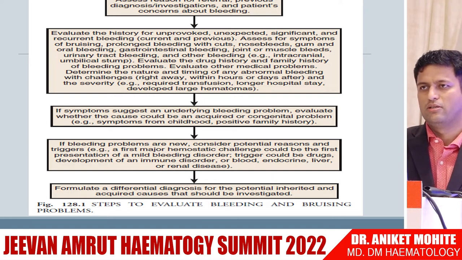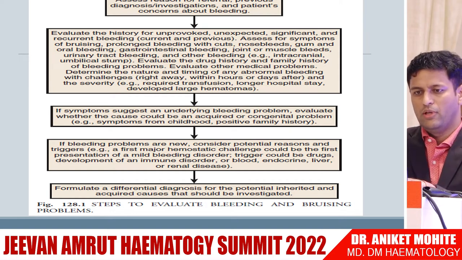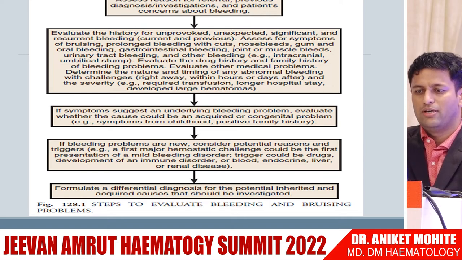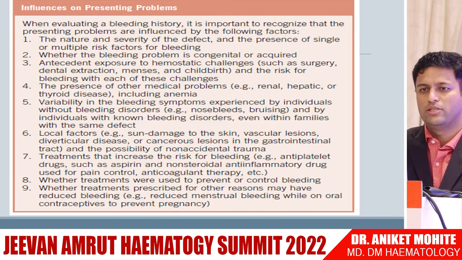We see epistaxis in other common individuals who don't have bleeding disorders also. So for some of these common bleedings, we need to elicit whether they need further workup for a hematological or bleeding disorder per se. Based on this, we need to get to a consensus to formulate a differential diagnosis of whether this is inherited or acquired, and then work them up accordingly. This is again the same thing which influences the presenting problems, like what I discussed, whether this is acquired or congenital.